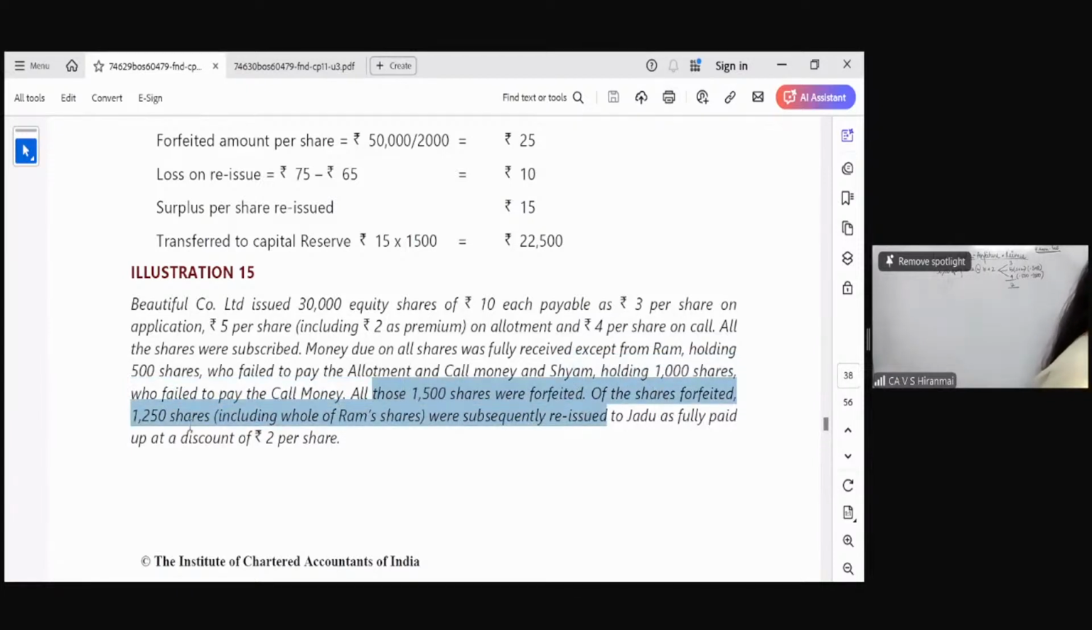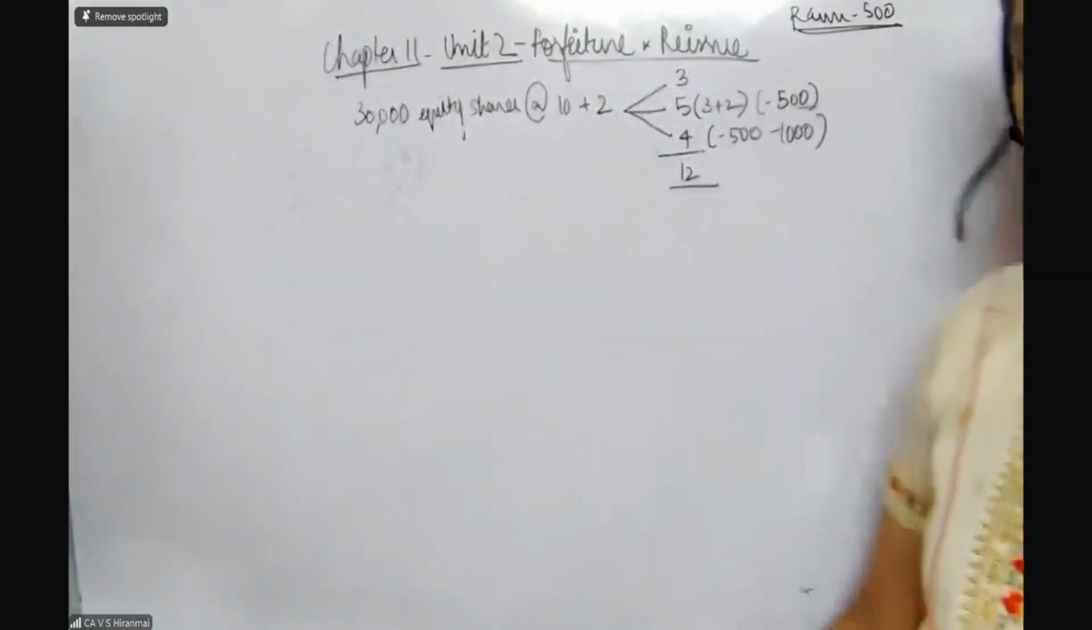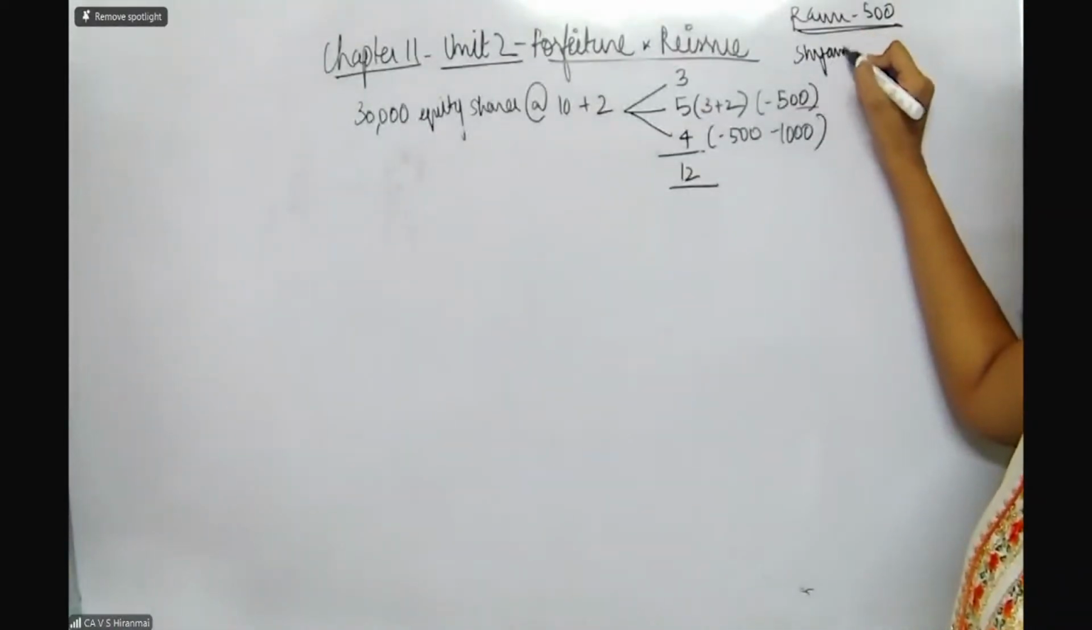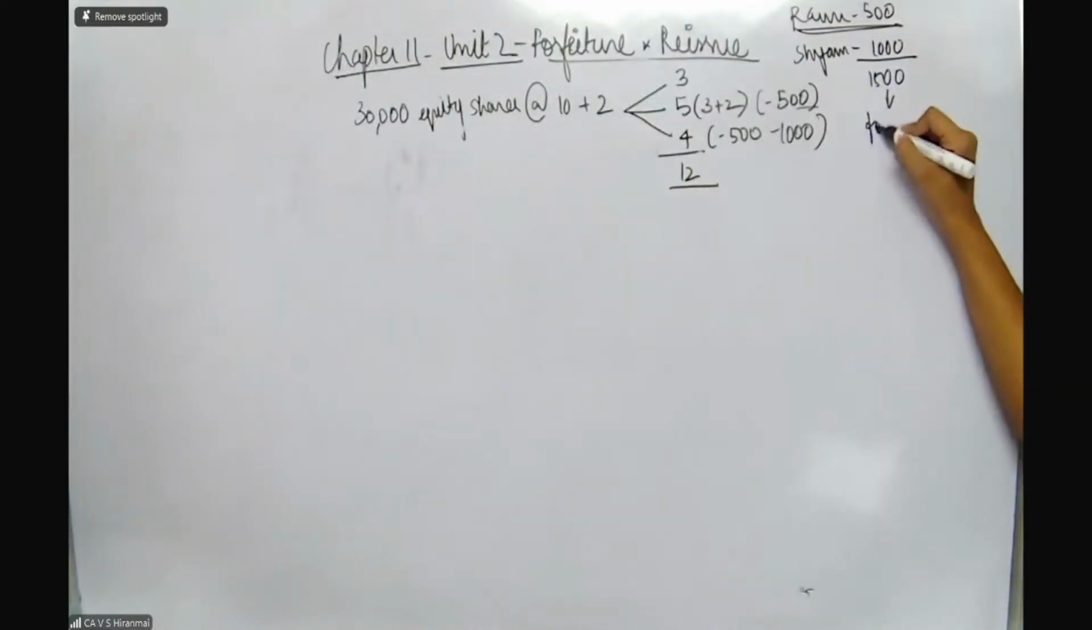Out of the shares forfeited, 1,250 shares were reissued to Jadu as fully paid up at a discount of 2 rupees. So, my dear students, till the forfeiture entry, it will be very, very easy. Now, even the reissue entry will be easy. Capital reserve entry only, there might be a problem. Okay. Shall we start doing it? So, total how many shares? Ram's shares, Shyam's shares. So total 1,500 shares were forfeited.